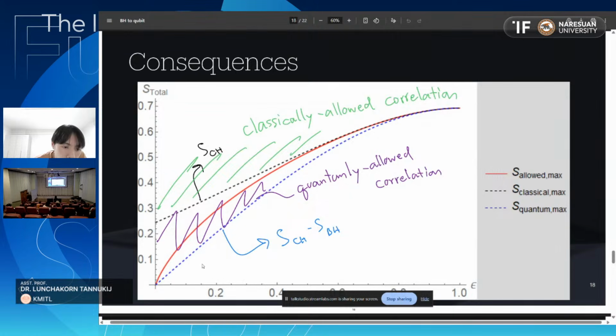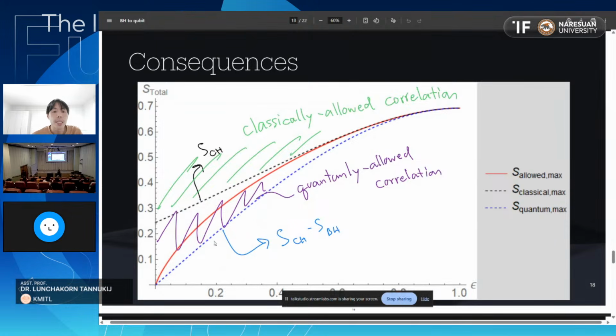Now, if you go down to these blue dotted lines, this is the quantum mechanically allowed correlation. It's the lower bound. Not 5 minutes. 5 minutes. Okay, I need to be quick. I'm sorry. So if you want to correlate it in a quantum way, then this is how far you can go for the entropy. This is how small you can go for the entropy.